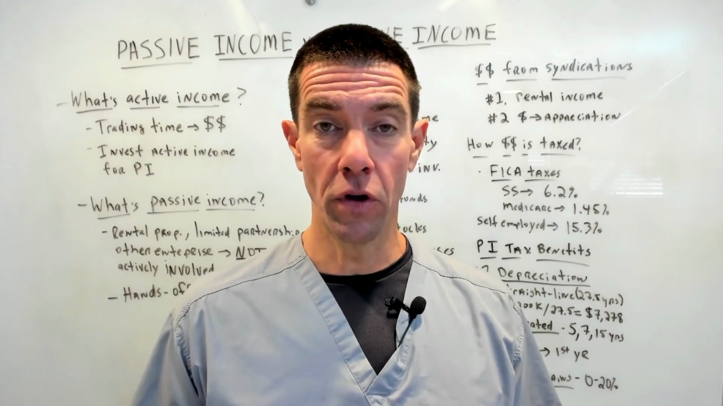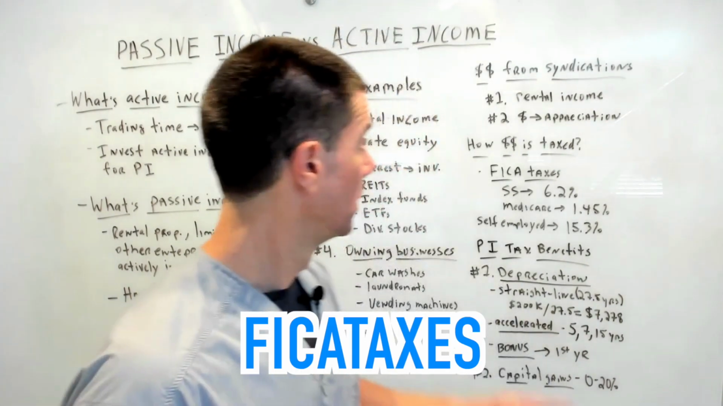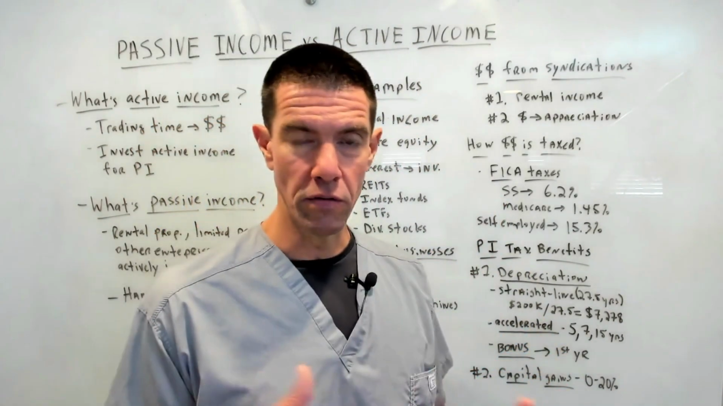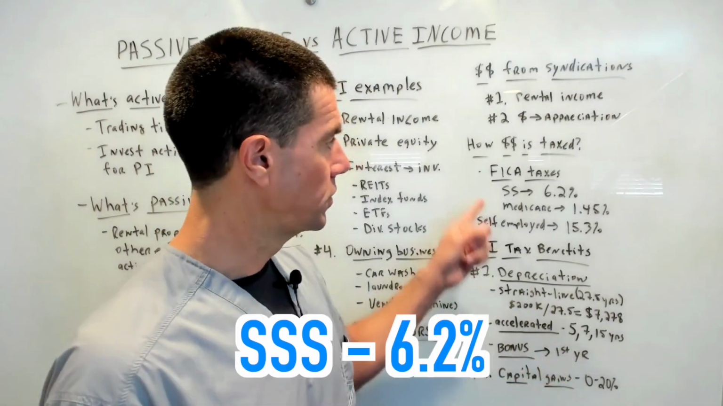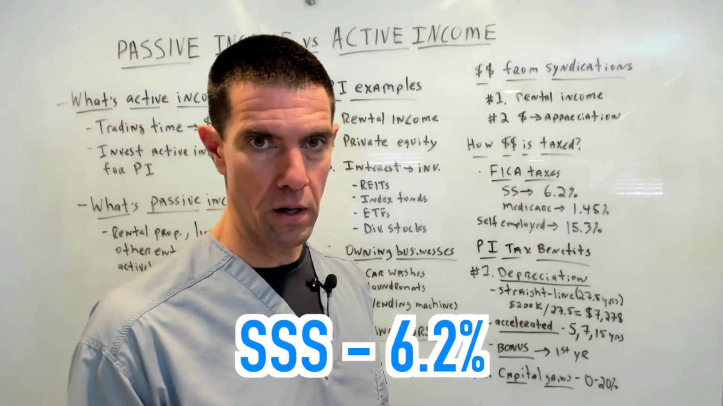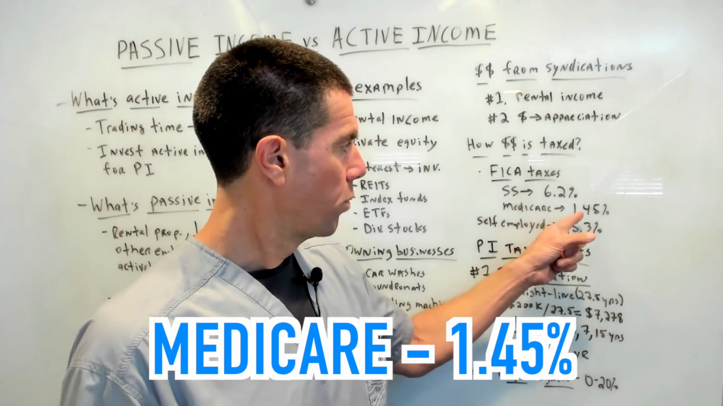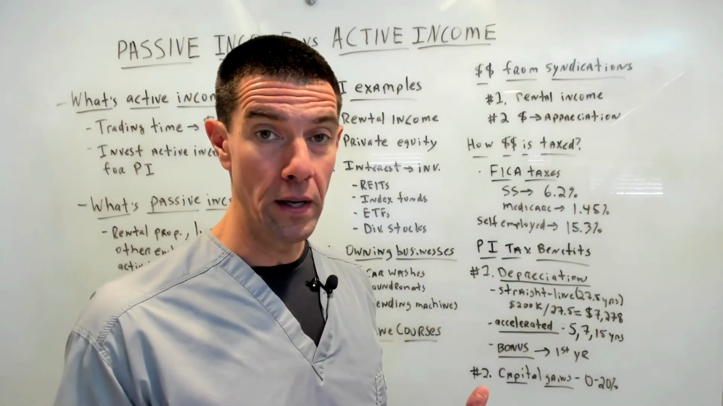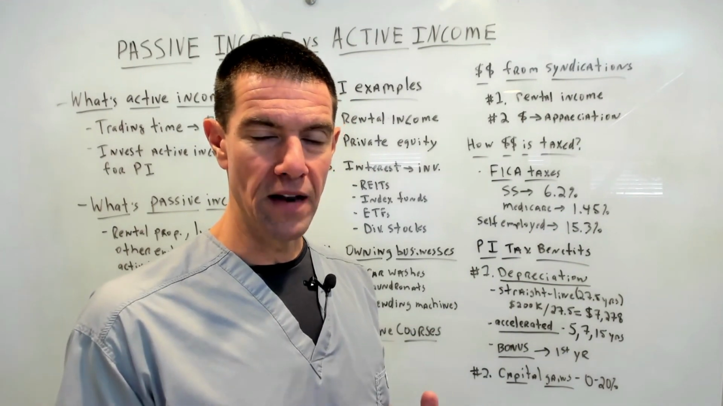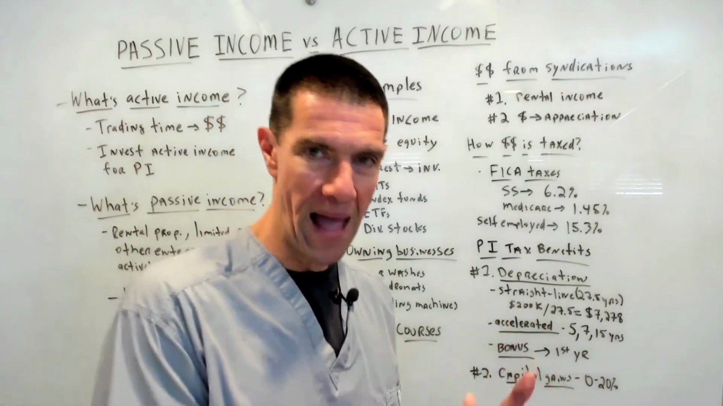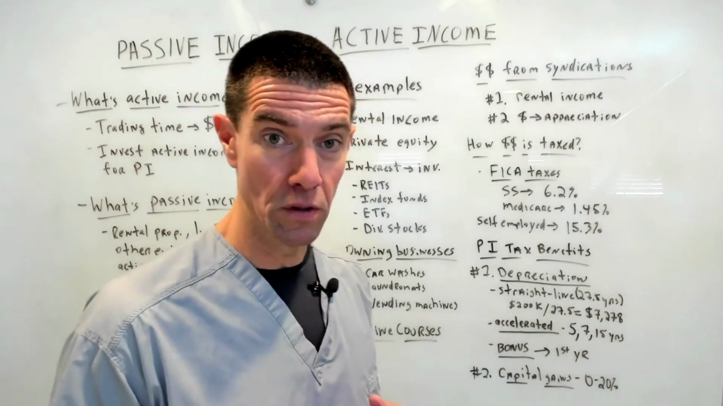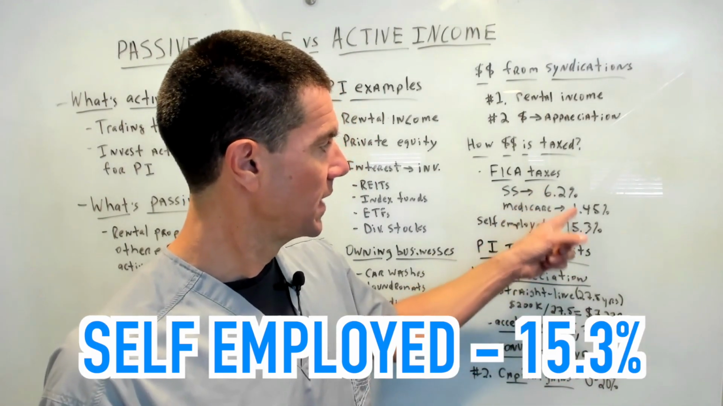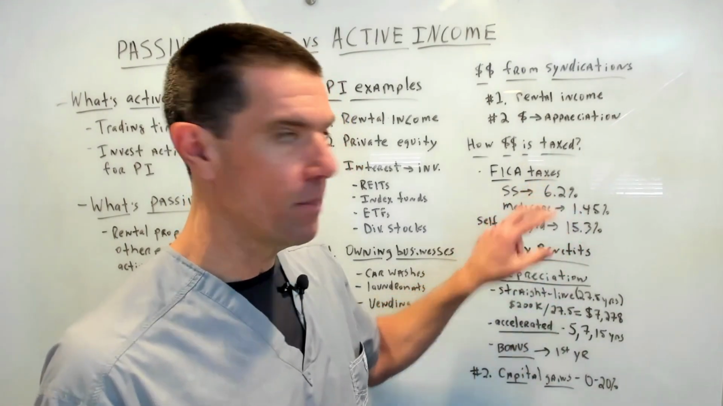Active income is also subject to FICA taxes, which is nothing more than payroll taxes. Depending on if you're an employee or self-employed, you can look at your check. Social Security, 6.2% currently. Medicare, 1.45% currently. If you're like me and you're self-employed, I own my own practice, then you must not only pay this, but you also have to match your employees' contributions. So you actually have to pay 15.3%. So you have to pay double this. So not only pay for them, but pay for you.